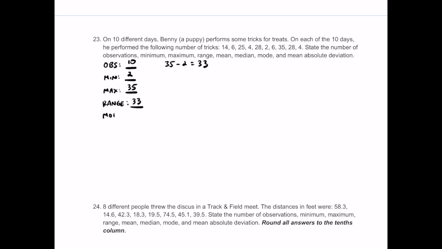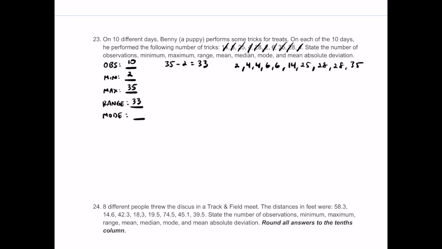And if we take a look at the mode, let's see. I do see two 4s. Maybe we'll just write them from least to greatest first. It makes it a little bit easier. So 2 is done. And then I see two 4s, a 4 and a 4, cross those out. And then I do see two 6s, cross them out. And we have 14 and 25. And we have 28, 28, and 35. So 10 different days: 1, 2, 3, 4, 5, 6, 7, 8, 9, 10. Okay, so we just checked that out.